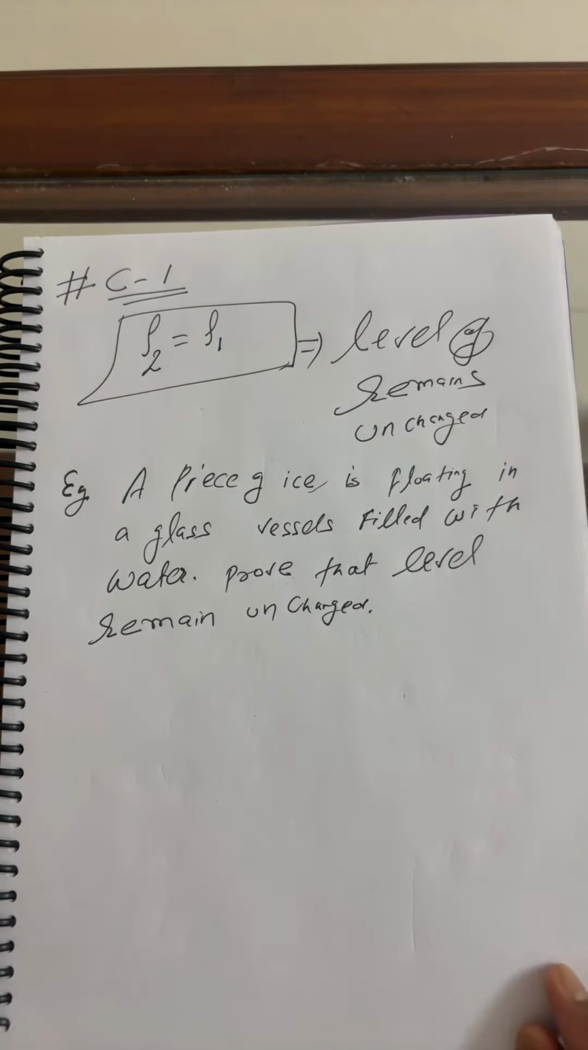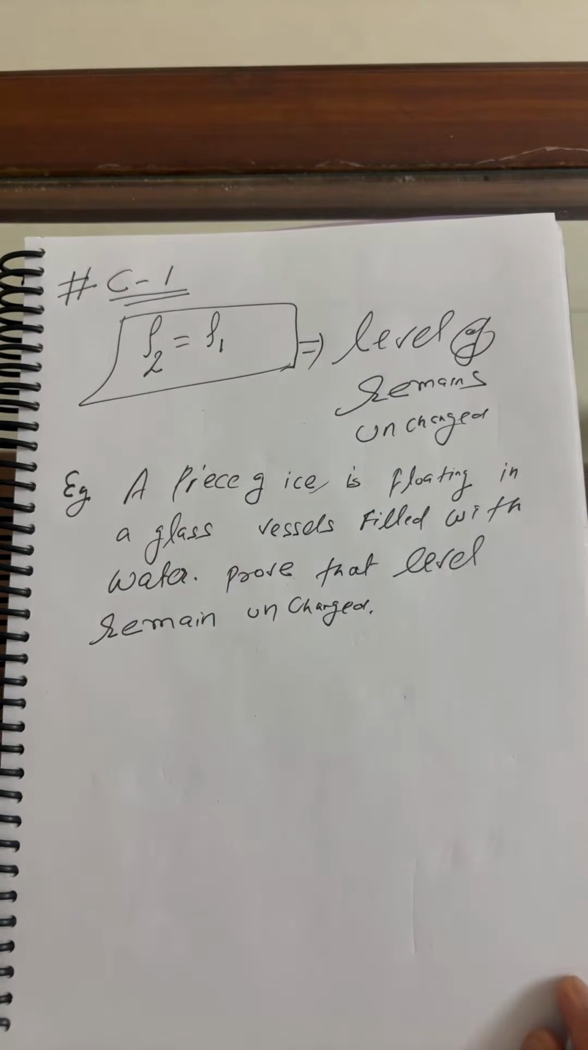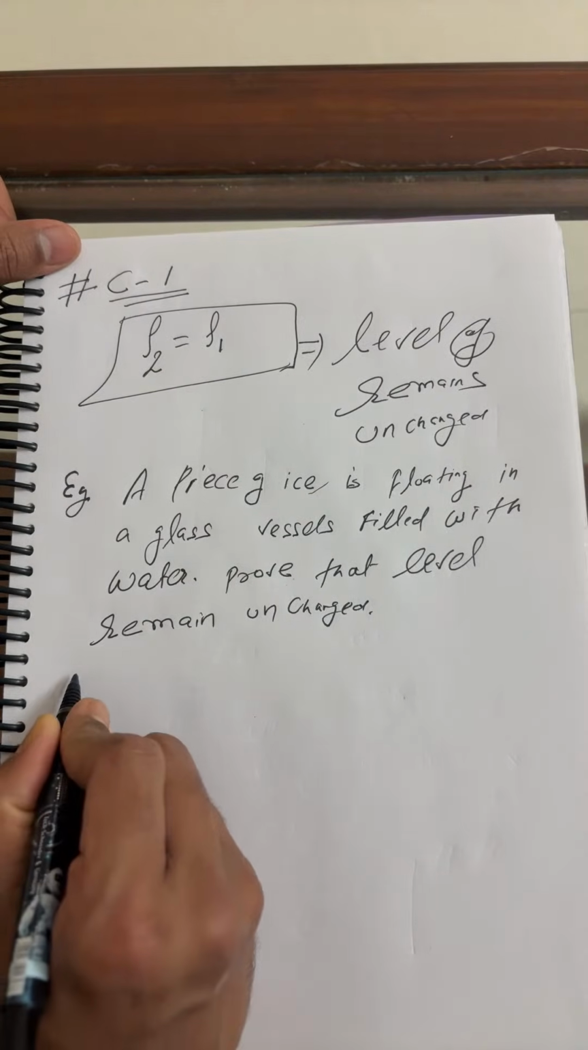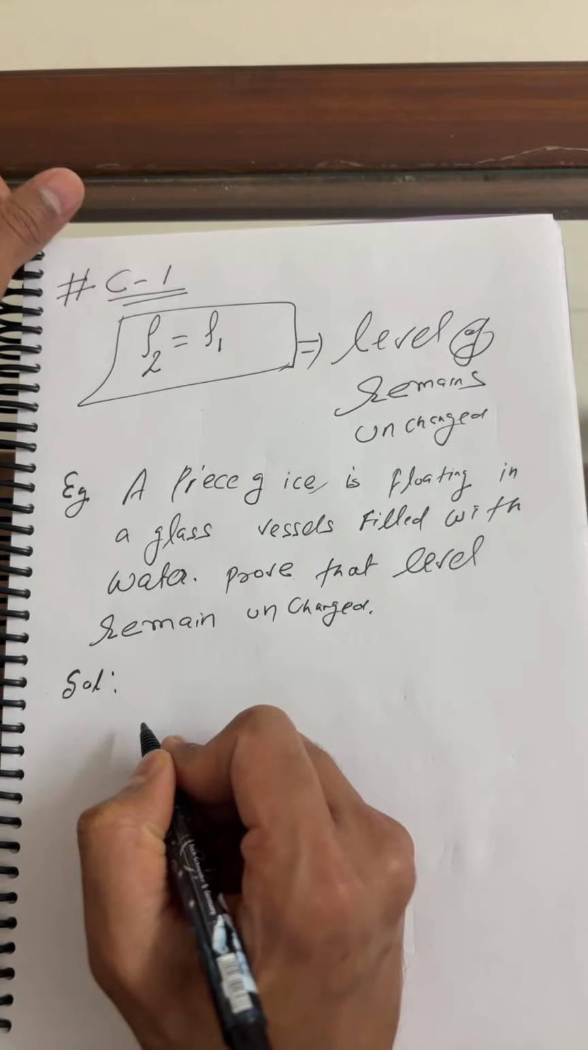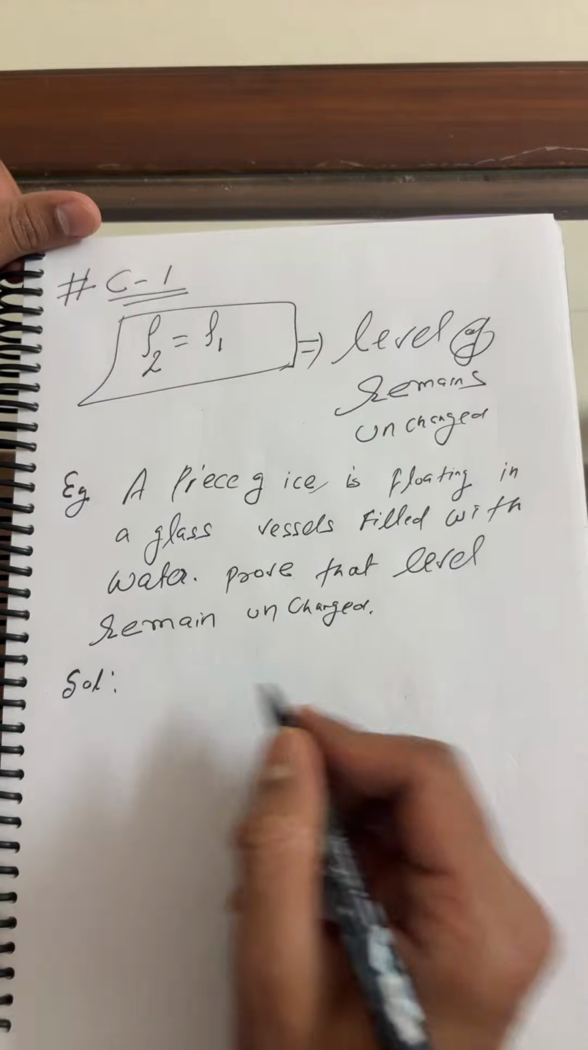How can we do these questions? Beta, this is case 1 here. The density of both bodies remains the same. Then we can take the floating condition. For a simple solution, let us suppose m is the mass of the ice piece floating on water.